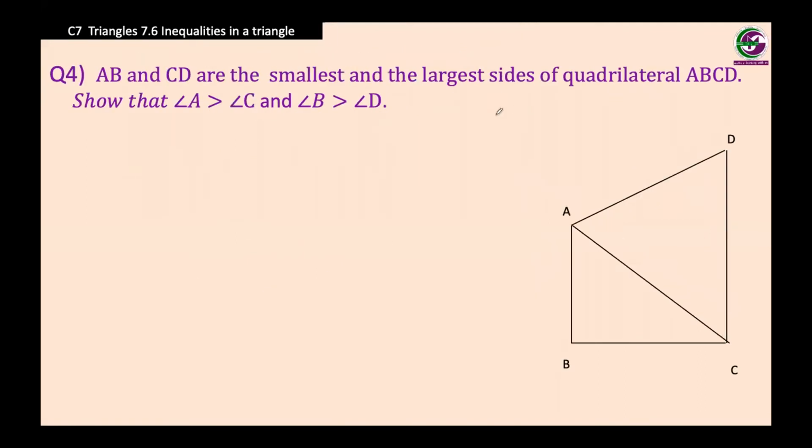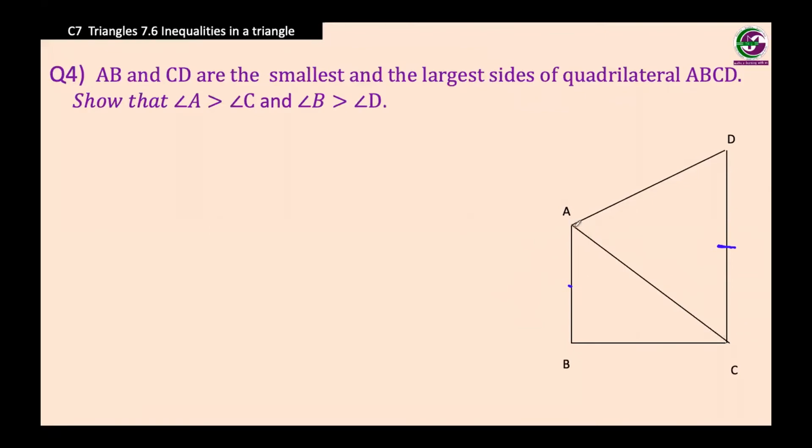Now moving on to question 4. AB and CD are the smallest and the largest sides of the quadrilateral ABCD. AB is the smallest and CD is the largest. We have to show that angle A is greater than angle C. We have to compare these two angles.